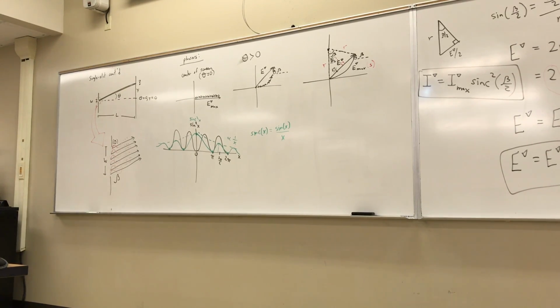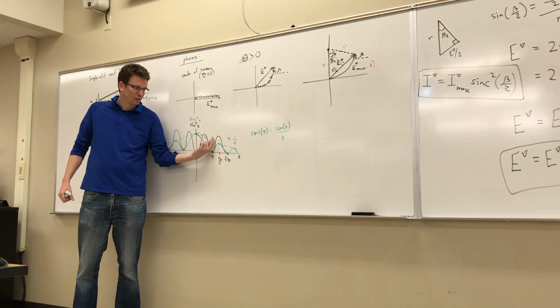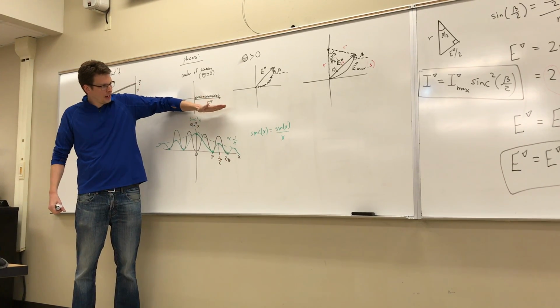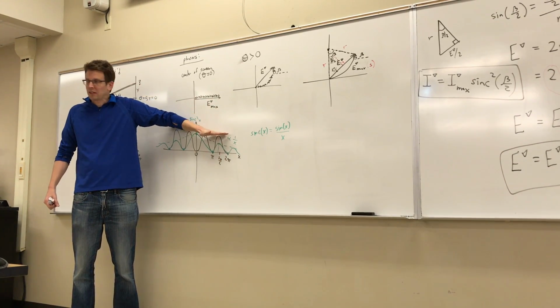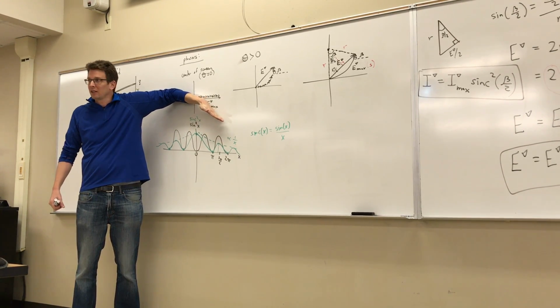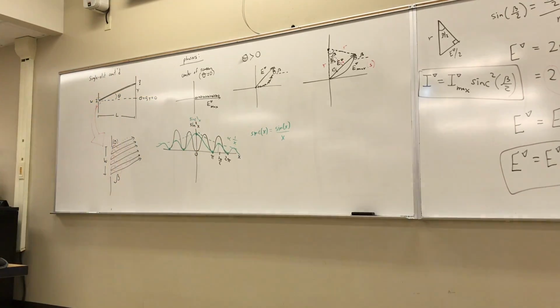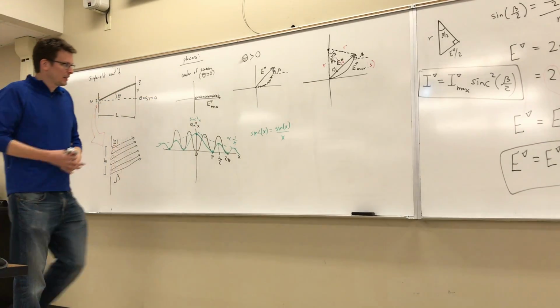Why is that? Well, think about it, right? Imagine this little hump here is a little sand dune, okay? And I come in and I step on it flat-footed, it's not going to change where the peak is. But if I come in and I step on it kind of diagonal like this, it's going to shift the peak over.